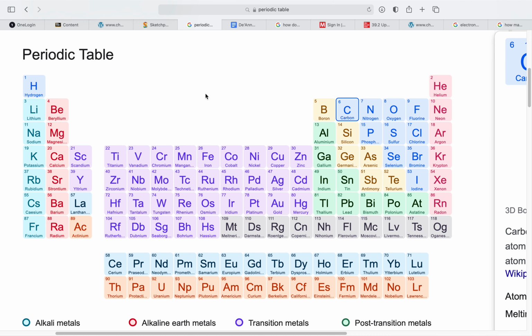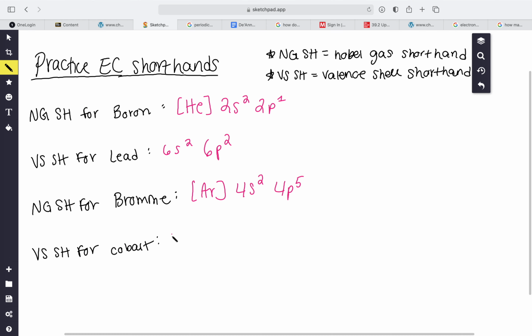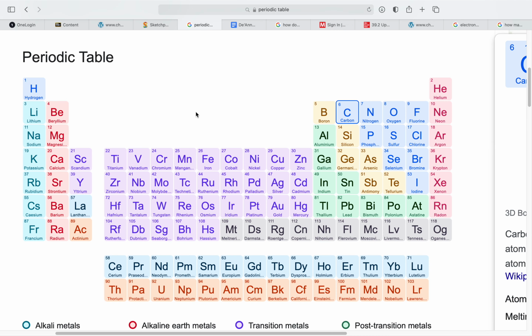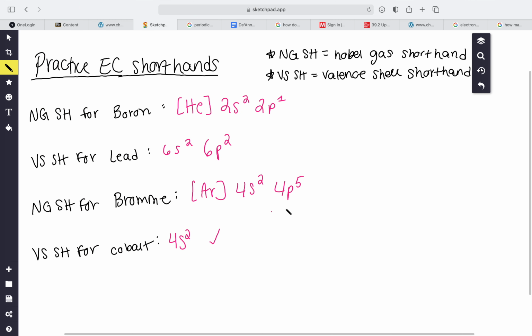For the valence shell, remember, we are only doing the S and the P group here. This is in the 3D group, so we're only going to deal with this because we don't go to the 4p group. We're just in 3D. This is in 1, 2, 3, 4, so it should be just 4s2. That would be the valence shell shorthand, because that is the valence shell of it. So that is the practice for the shorthands.